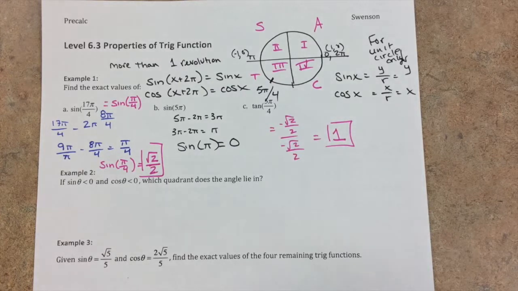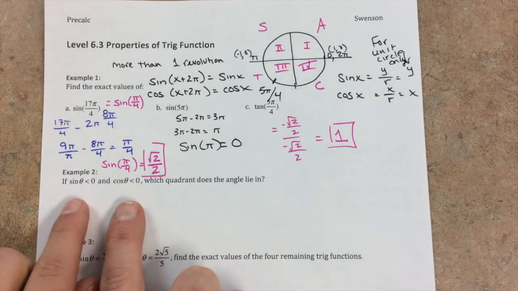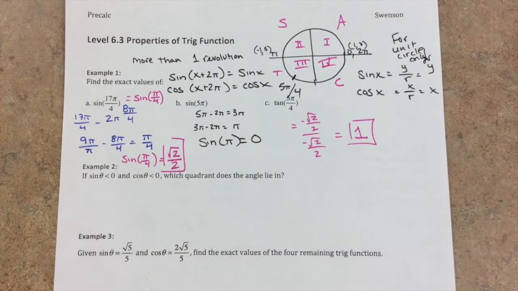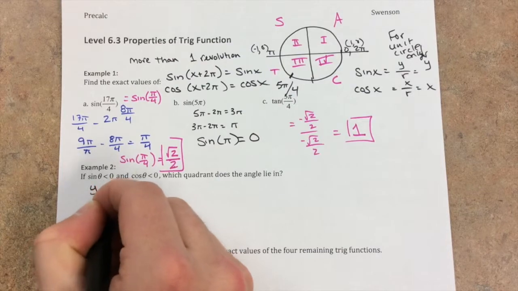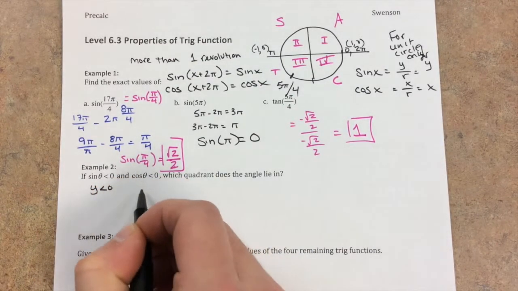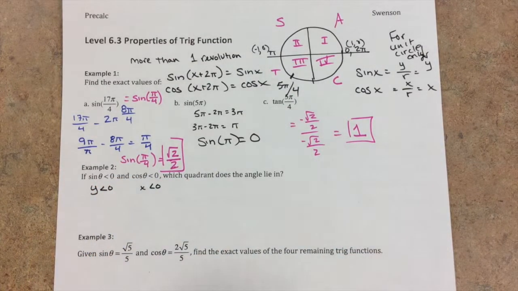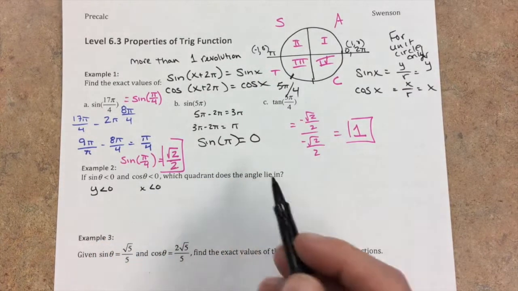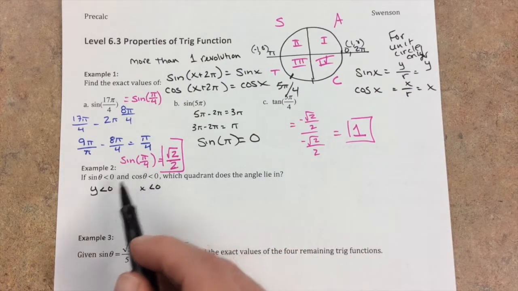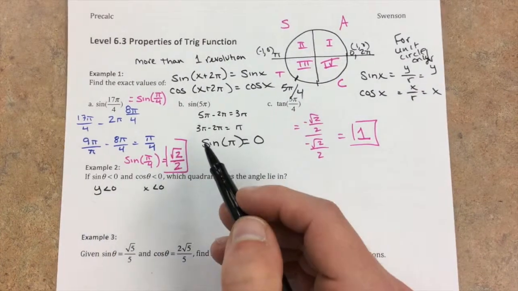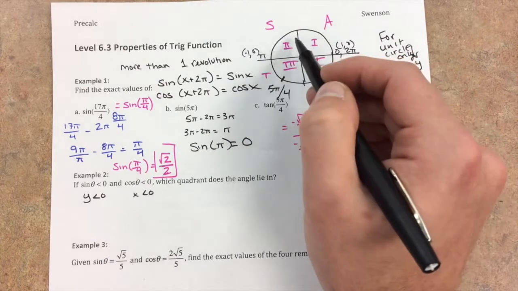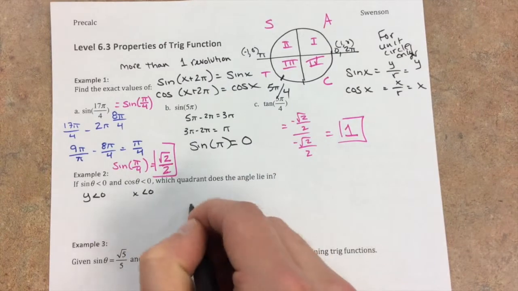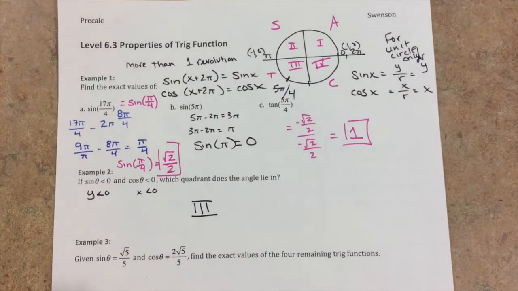We could ask similar questions. So 2 says, if the sine is negative, so another way of saying that, if the y value is less than 0, and the cosine is negative, the x value is less than 0, because sine goes with y, cosine goes with x, which quadrant is the angle in? Okay, so in which quadrant are both the x and y values negative? Well, if we just look up here, we want the y value negative, so we're below. We want the x value negative. So that is quadrant number 3. And that's all that question asks.